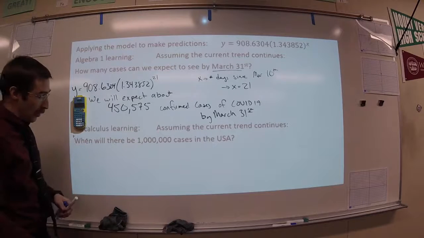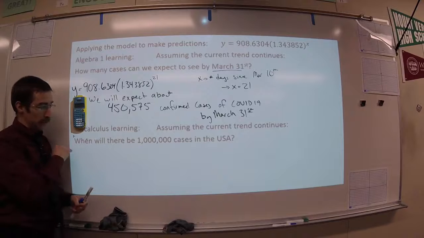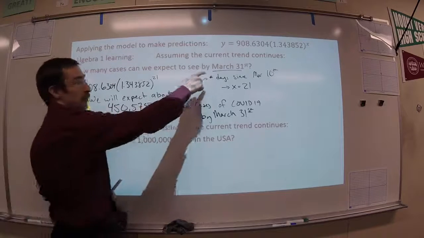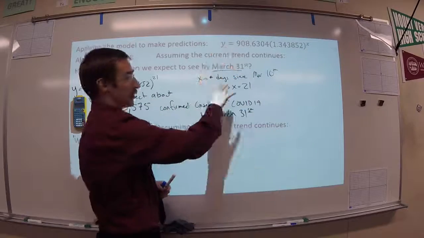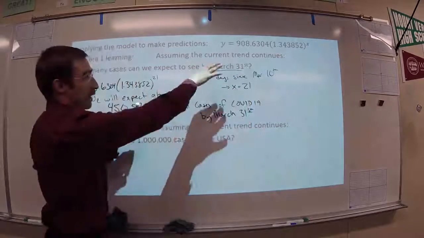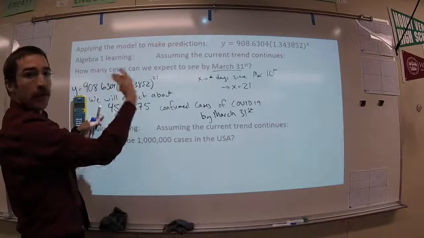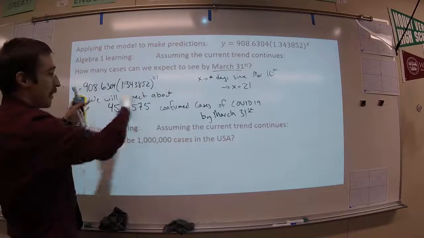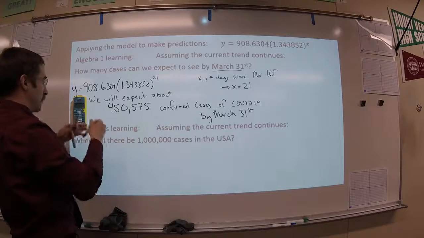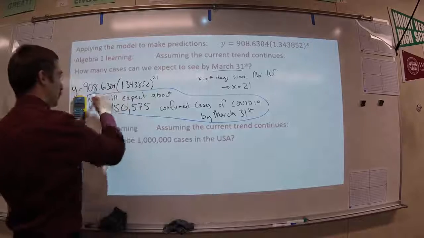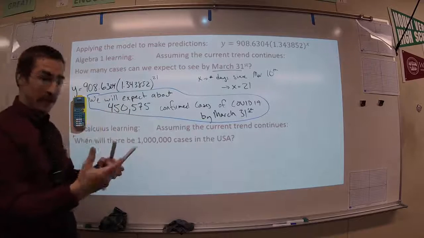For this learning target, all we did is say, March 31st, how many days since March 10th? That's our x value. Replace x in the equation, use our calculator, find the number, round it, and then write a sentence answer. So instead of just giving a number, we explain what that number means.